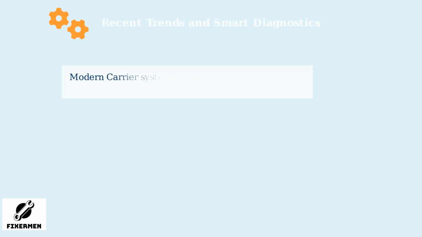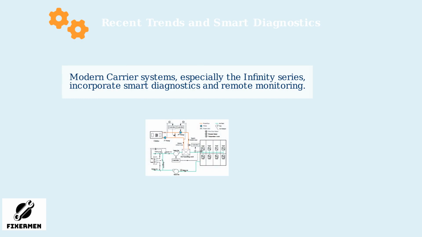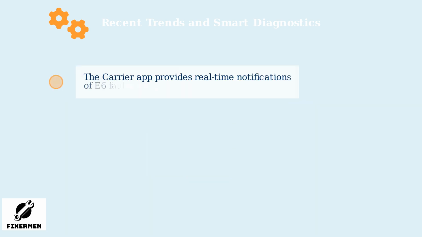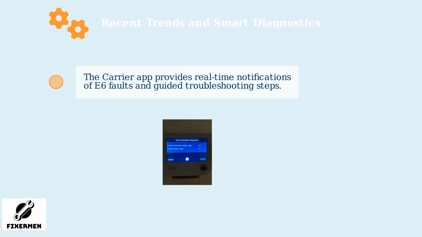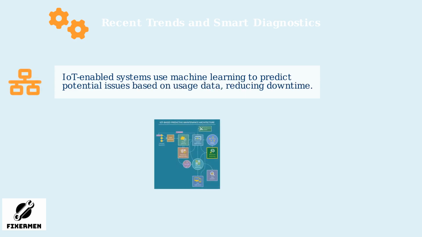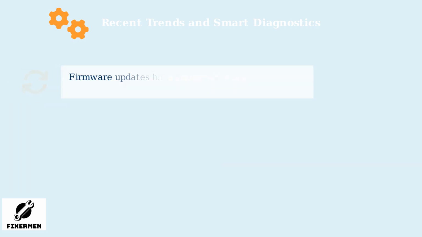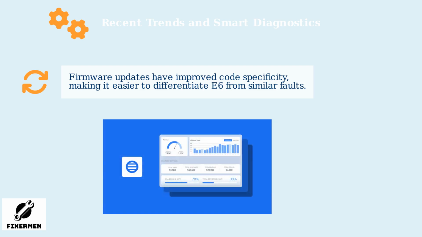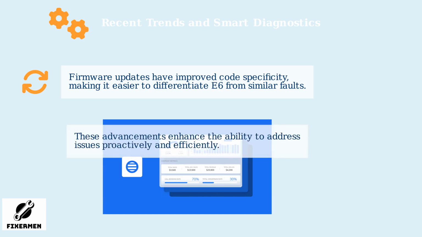Modern Carrier systems, especially the Infinity series, incorporate smart diagnostics and remote monitoring. The Carrier app provides real-time notifications of E6 faults and guided troubleshooting steps. IoT-enabled systems use machine learning to predict potential issues based on usage data, reducing downtime. Firmware updates have also improved code specificity, making it easier to differentiate E6 from similar faults. These advancements enhance the ability to address issues proactively and efficiently.